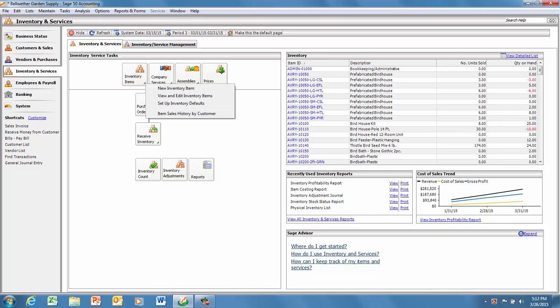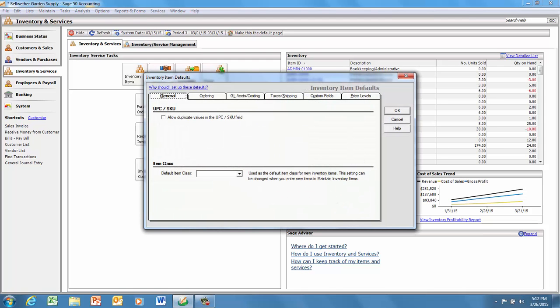Now I'd like to take a look at something else here with this same button, which is to set up inventory defaults. This is generally only going to be done at the beginning. When you first set up a company, you're going to set up these defaults. Then you'll start putting in the new inventory items. So if we click on this, we have various tabs. Here's where we can allow duplicate values in that barcode field that we looked at in the first YouTube video.